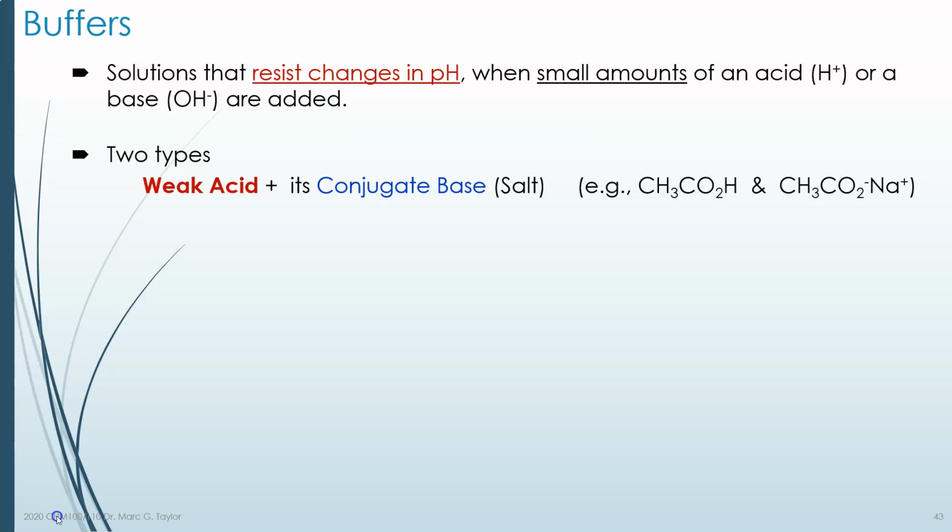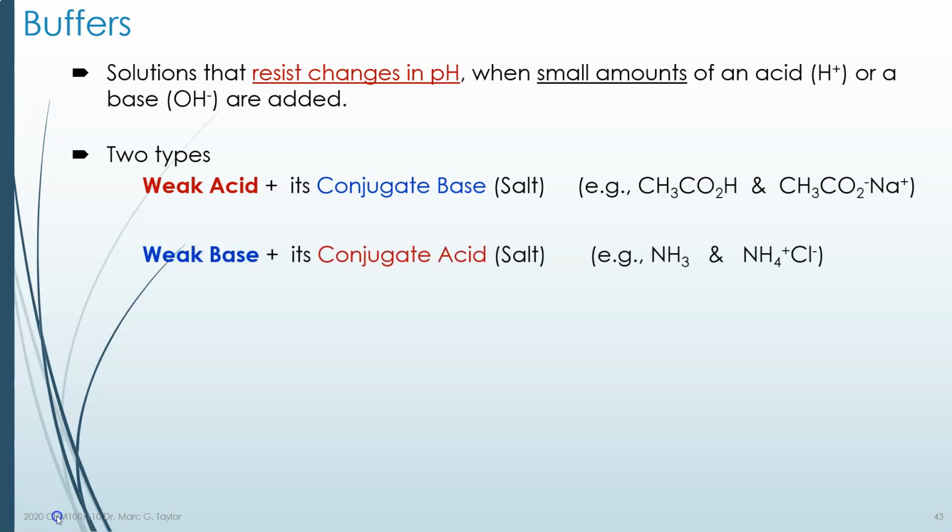For instance, sodium acetate shown here. You could also buy potassium acetate or ammonium acetate. As long as it's some form of acetate mixed with acetic acid, you can make a buffer from that. That would be called an acetate buffer. So it has to be a weak acid, however, and its conjugate base.